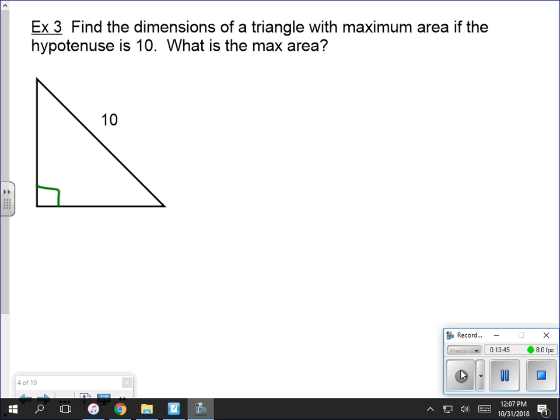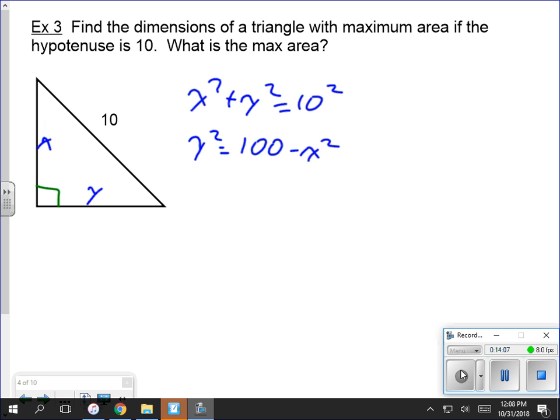So I know that this is a right triangle. If I call this x and I call this y, I can solve for y in terms of x. x squared plus y squared is equal to 10 squared, Pythagorean theorem, right? Pretty basic. y squared equals 100 minus x squared. y equals the square root of 100 minus x squared.